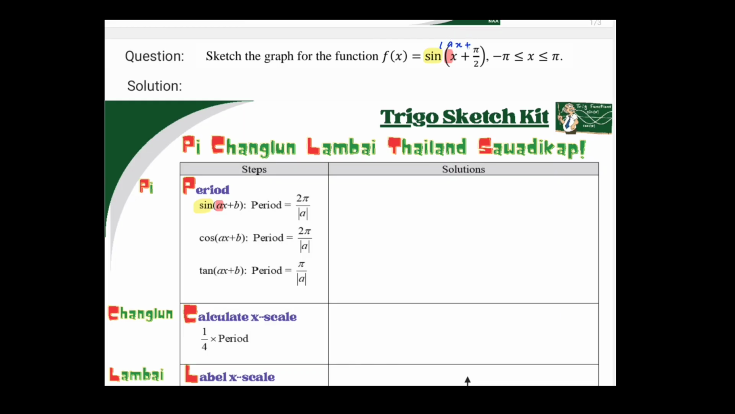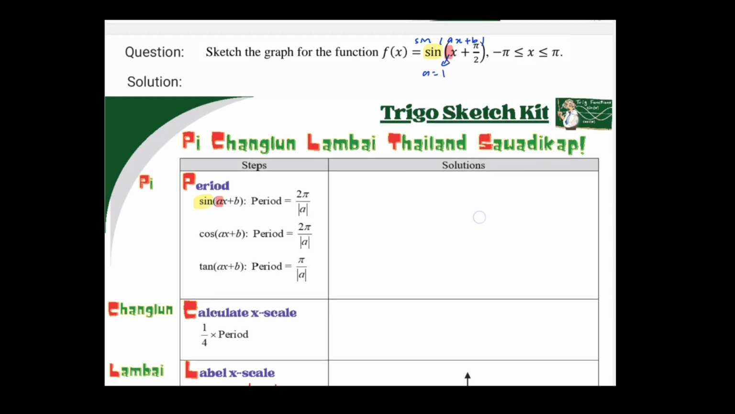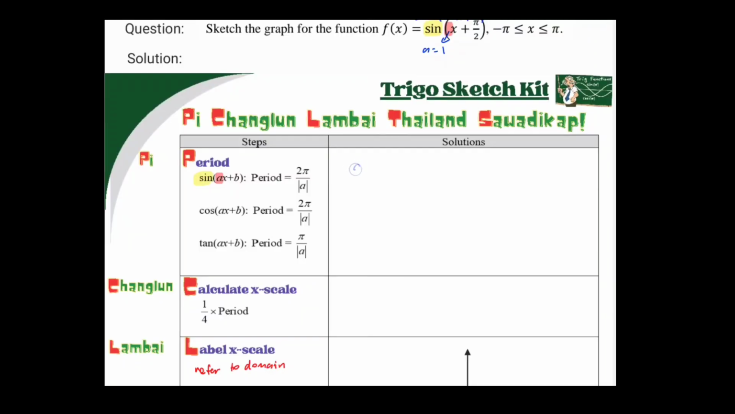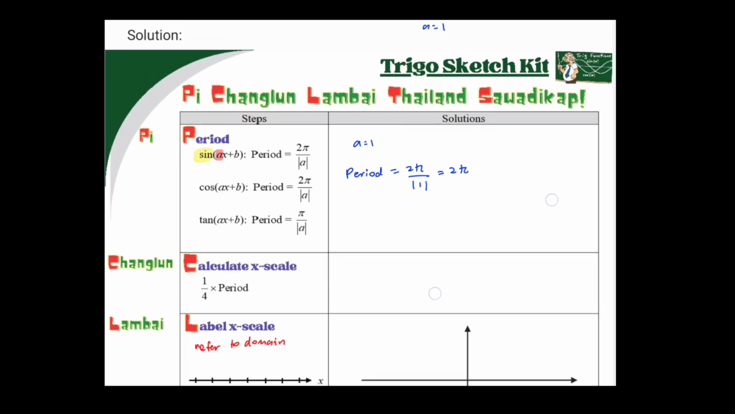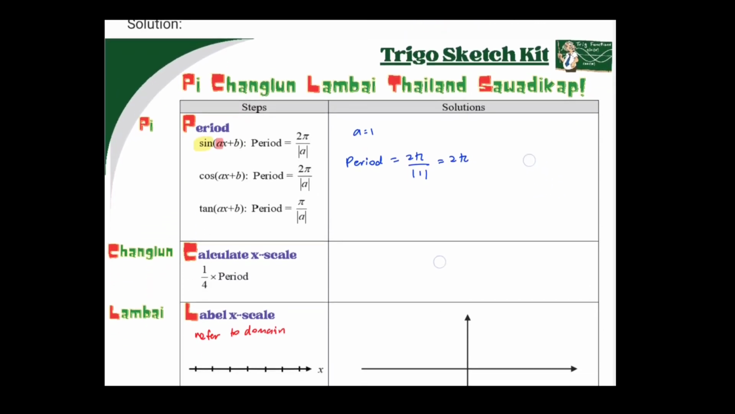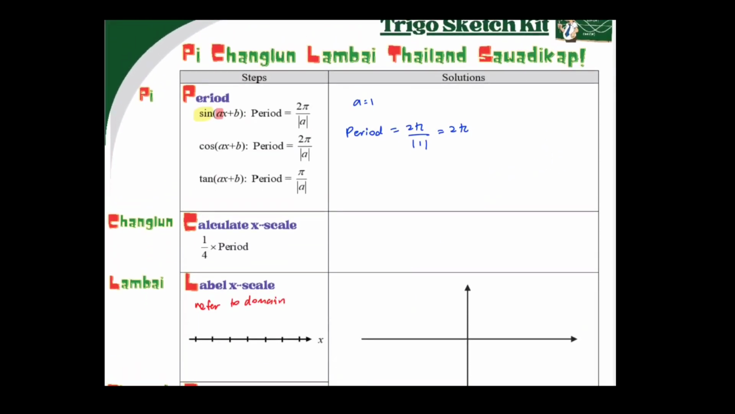Since it's bracket ax plus b after the sine, then this means that A is the hidden value of 1 and B is pi over 2. So when A is 1, this means that the period is equal to 2 pi over modulus of 1, which is 2 pi. This period means that one complete cycle of this graph would be every 2 pi.